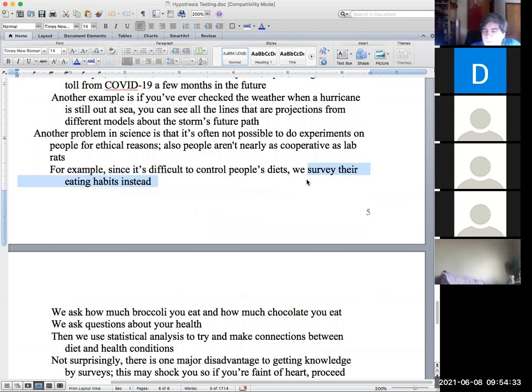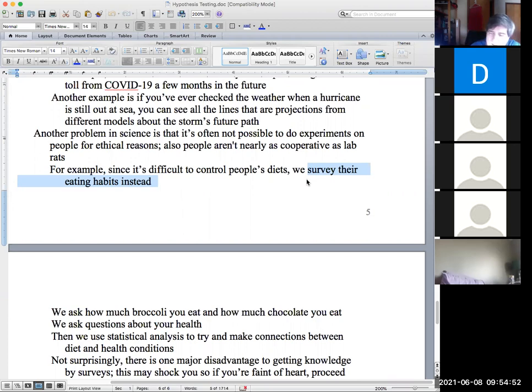foods lead to better health is I could give you a survey and I could ask, how often do you eat fruit? How often do you eat broccoli? How much chocolate do you eat a week? How much alcohol do you drink a week? How often do you exercise? And then I could ask you some questions about your health.